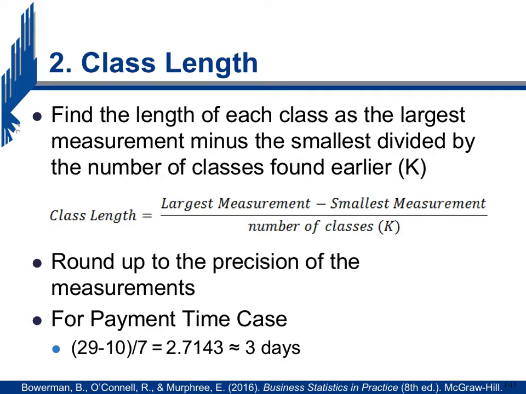Or if your dataset has 21.12, then the most precise number is up to the hundredths place. Therefore, it should be rounded up to 2.72. So we just round up the class length based on the most precise number in the dataset.